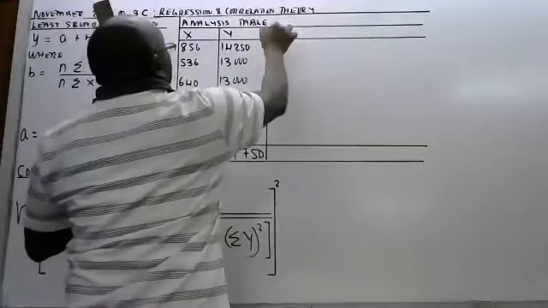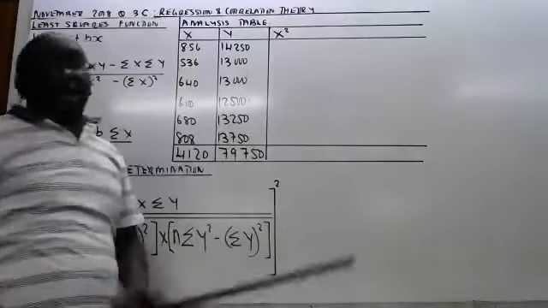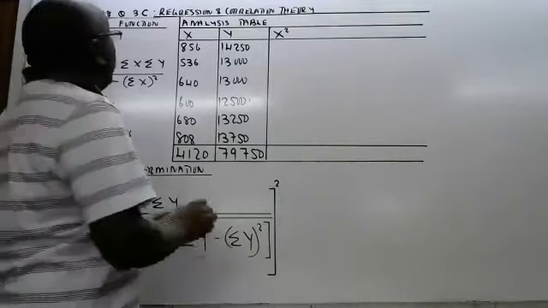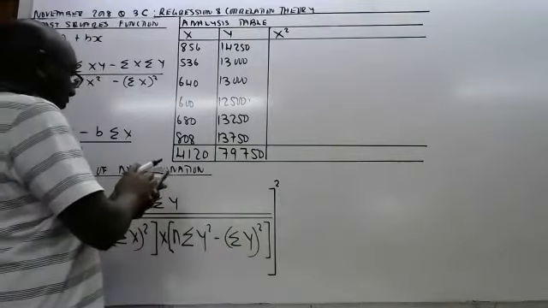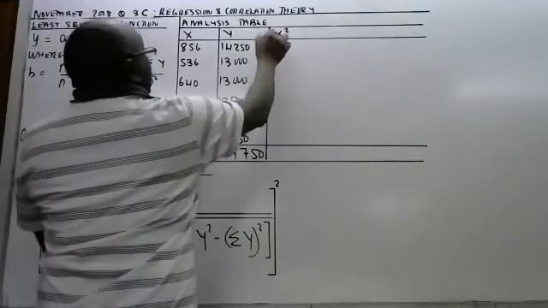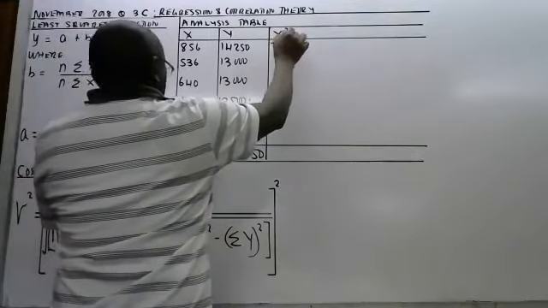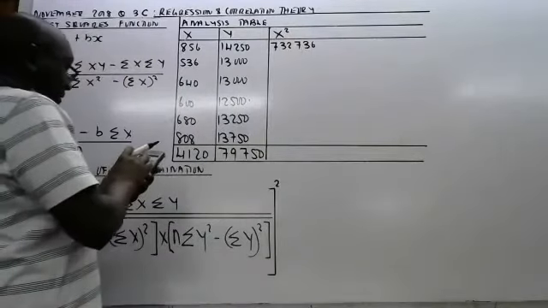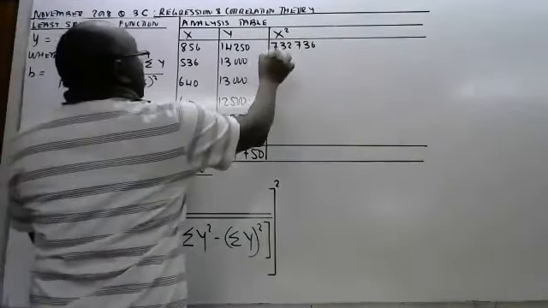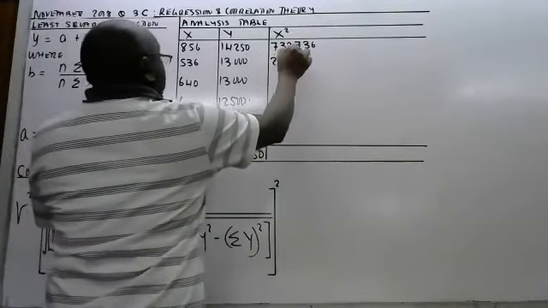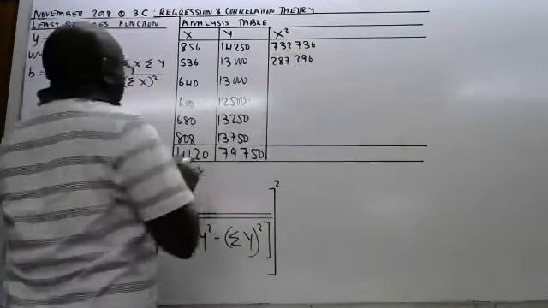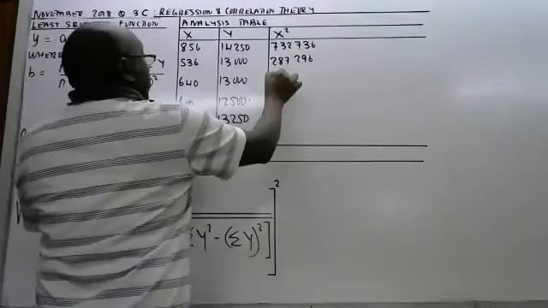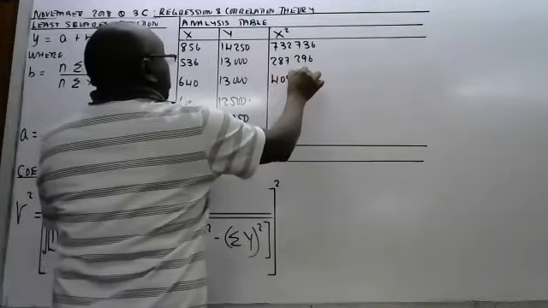I require a column where x is squared. Today I want to do it in a manual way. So 856 squared is 732,736. 536 squared is 287,296. 640 squared is 409,600.